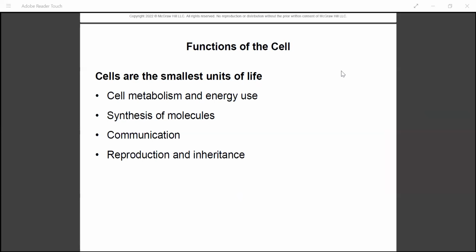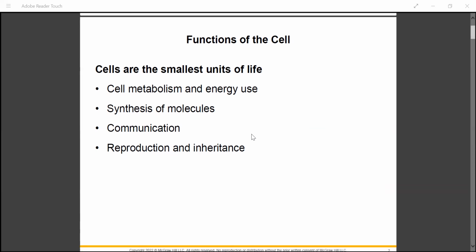So each individual cell has a metabolism, which is their energy use. They have a synthesis of molecules. They have a means of communication, whether that be via the nervous system, the endocrine system with hormones, enzymes. There's some form of communication. And cells are also capable of reproducing.